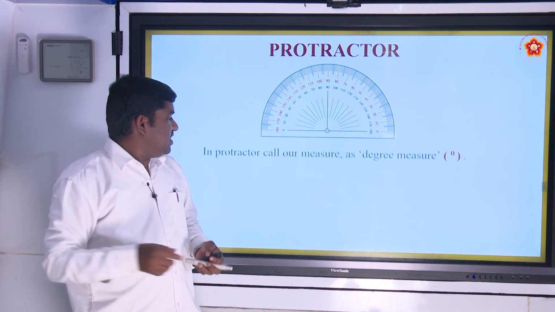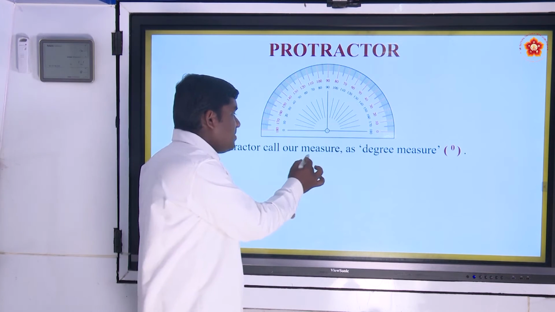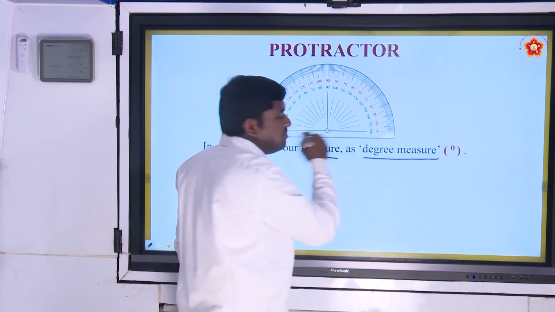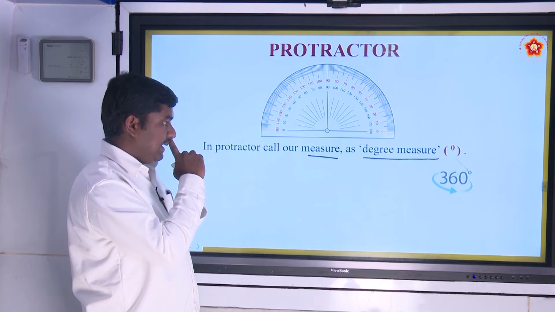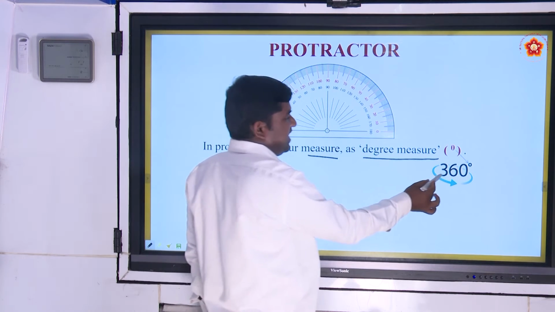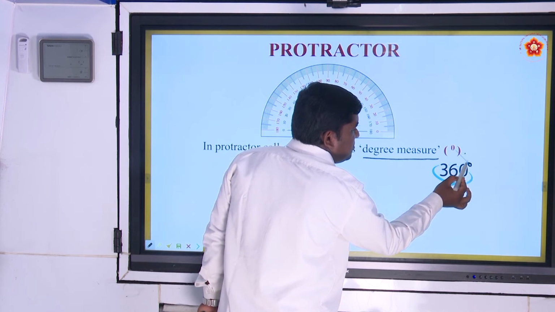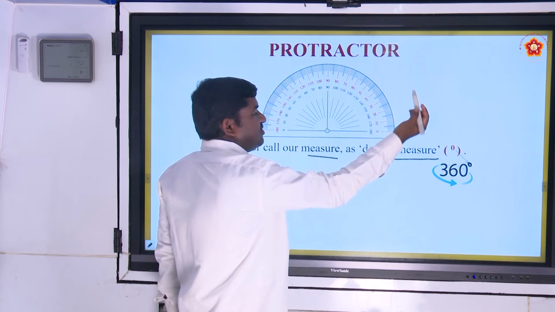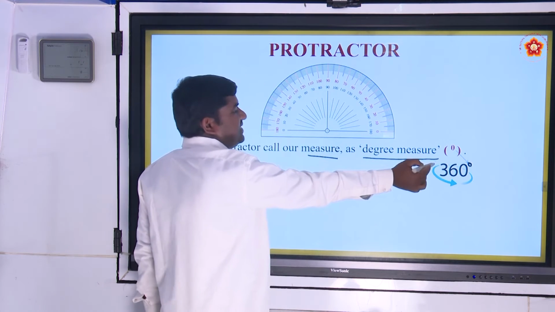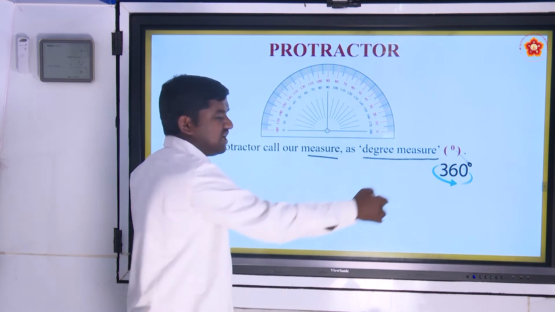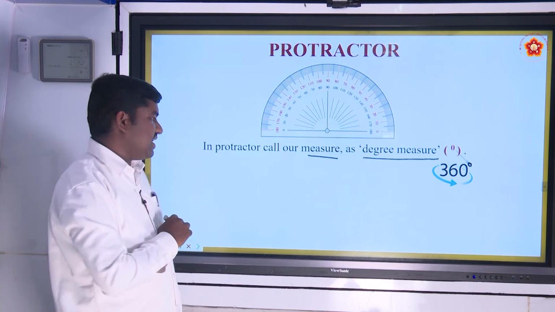Next, in the protractor, we call the measure a degree measure. Suppose we want to write 360 degree, we use a small 0 above the 360, meaning superscript. This is degree. This is degree measure.